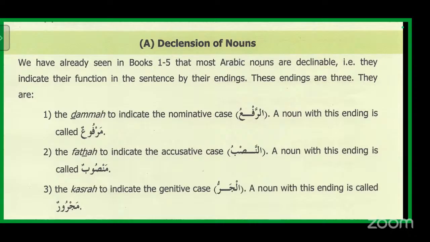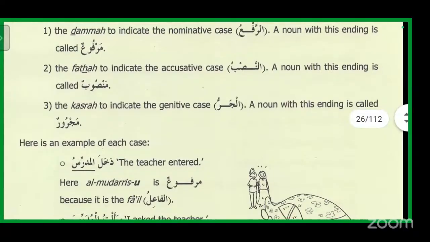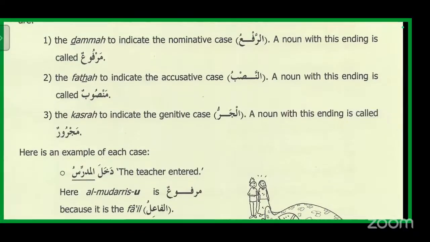These endings are three: Dhamma, Fatha, and Kasra. Dhamma indicates the nominative case, Raf'u. A noun with this ending is called Marfu'un. The Fatha indicates the accusative case, Nasbu. A noun with this ending is called Mansubun. The Kasra indicates the genitive case, Al Jarru. A noun with this ending is called Majrurun. Here is an example of each case.